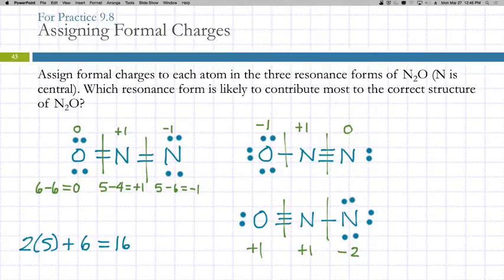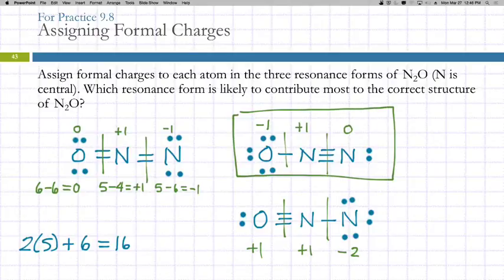The negative formal charge should go on the more electronegative element. Which is more electronegative, oxygen or nitrogen? Oxygen. So in this structure, the oxygen has the negative formal charge. So this is the best one. This is going to be the most stable, so it's likely to contribute the most to the correct structure.